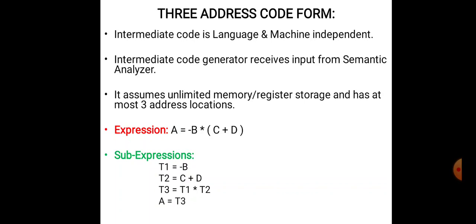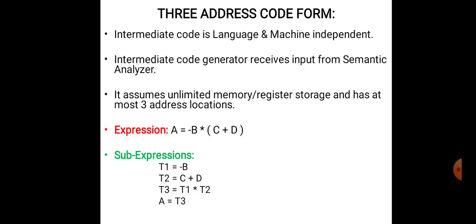Here you can see, under the heading sub expressions, the first line is T1 = -B. Here I have taken one part of the right side expression and assigned it to a result variable T1. T1 is the resultant variable, equal to -B. -B is the first argument, and it doesn't have any other operator or argument 2, since it is an assignment statement.